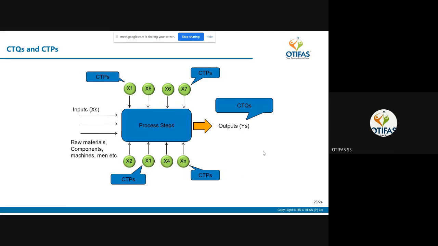So we understood in the measure phase what activities we have to do. First is to understand the proper process map, the as-is process map. Then we are identifying the CTPs, CTQs, etc. Then we are going for data collection. We are collecting the data for CTPs and CTQs. And then we are going to analyze things. Once we get the measurements, then we do the analysis. But before that, we need to ensure that our collected data is error-free.